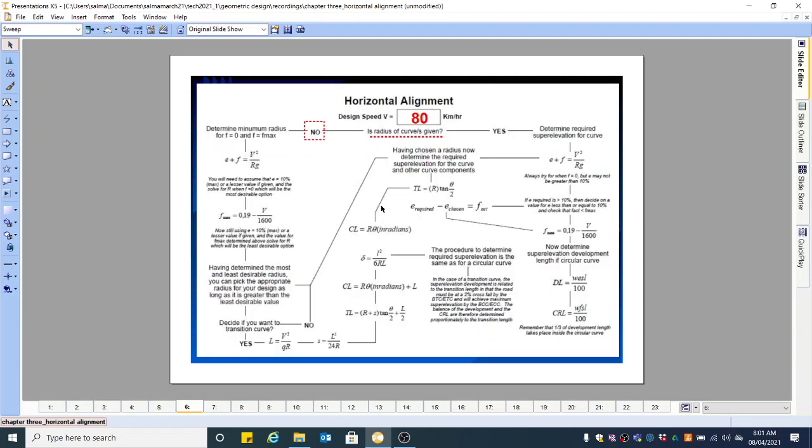Moving on. This is a flow chart to do a horizontal alignment. I'm not going to go too much into detail of it because as you progress, you'll see we're following this path here. And the design speed has been given to you at 80 kilometers per hour. Is the radius of the curve given? In our case, it's not given, so we're going to take this route over here. If it's given, you're going to take this route over here.